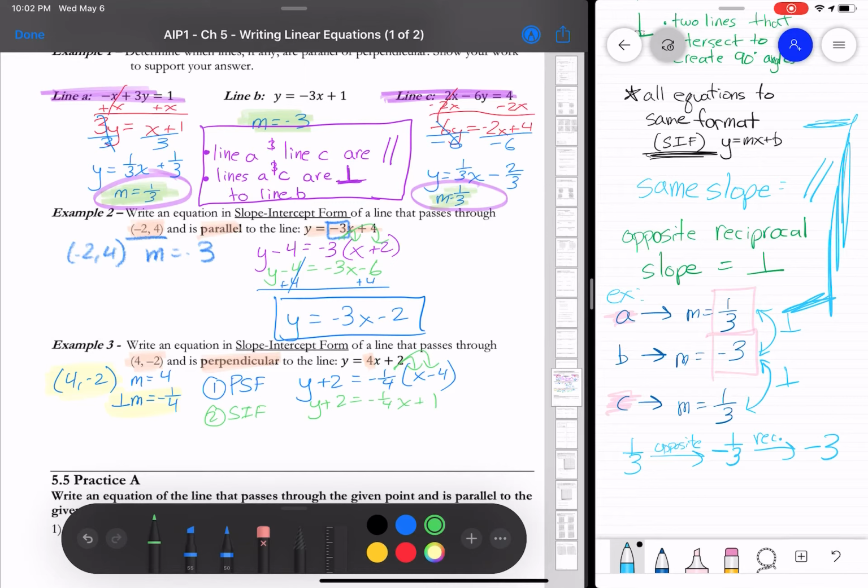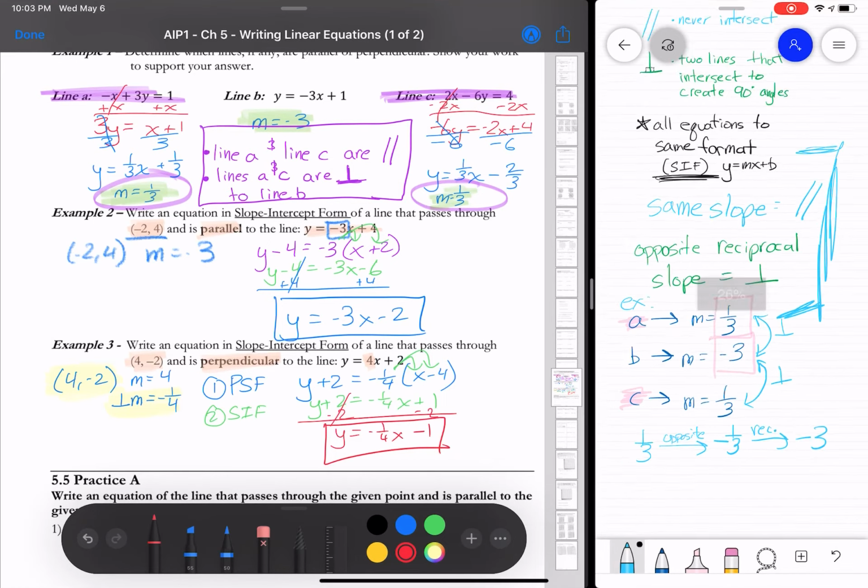Make sure you get those calculations right. -1/4 times -4 is a +1. Then I'm going to subtract 2 on both sides. Be careful when subtracting with integers. So this ends up being y equals -1/4 x minus 1. And that is our perpendicular line to the original problem.